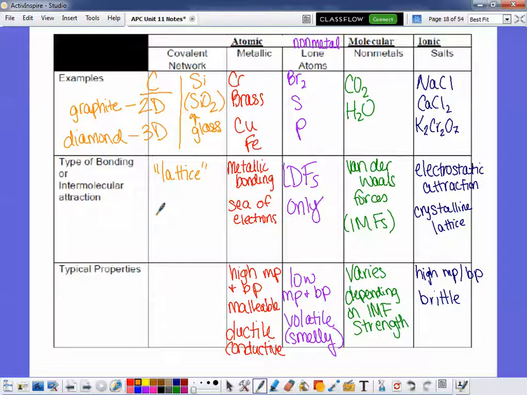So we have lattice network. Typical properties: these are super strong. I'm going to talk about why you can break graphite, but you're not actually breaking the network. I'll explain that in just a little while. But those are the types of solids.